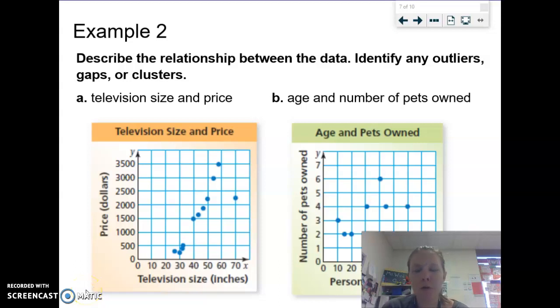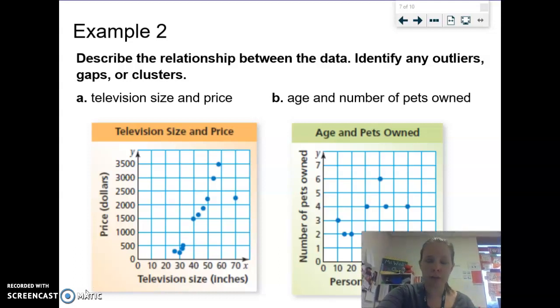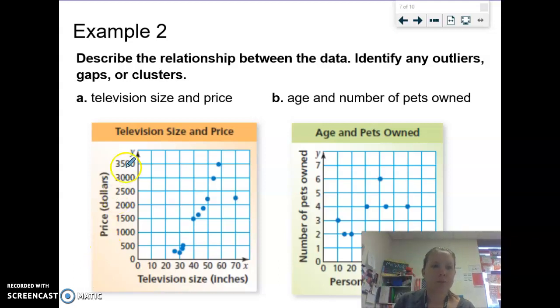Again, this is a lesson for 8th grade. This is the scatter plots part 2, so make sure that you are in 8th grade and that you have watched the first part before getting to this one. So what we are doing right now is we are on example 2.